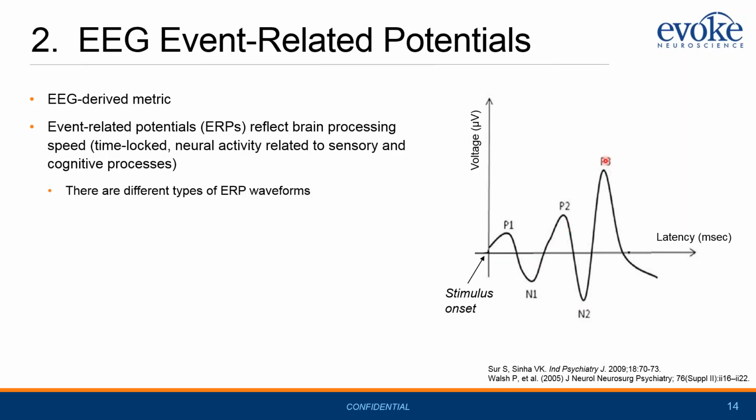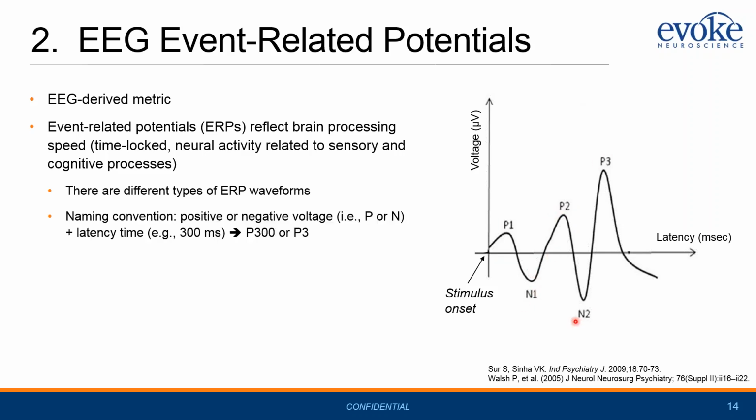Now, there are different components to this waveform, which are denoted here as P1, P2, P3 and N1, N2. This naming convention is pretty simple to follow. The P or N stands for positive or negative voltage, so we care where it's going on the y-axis. Is it going positive or is it going negative? The number is related to latency time. Here, P3 stands for P300 because this component of the waveform usually occurs around 300 milliseconds after the person sees the stimulus. So we care about our polarity, positive or negative, and we care about the latency.